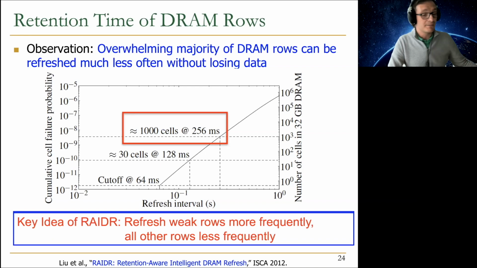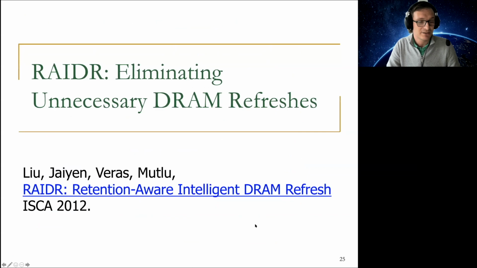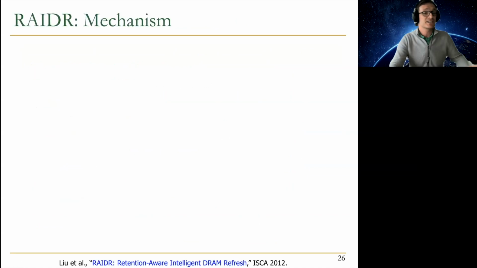And the key idea of the mechanism, which we call RAIDER, retention-aware intelligent DRAM refresh, is to refresh weak rows more frequently, all other rows less frequently. So let me tell you the key idea, basically. The mechanism consists of 3 steps, and it's all based on the assumption that we have this profile.